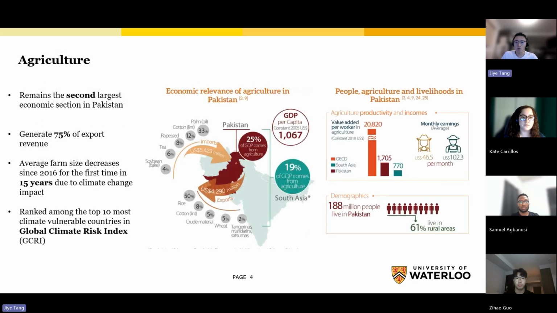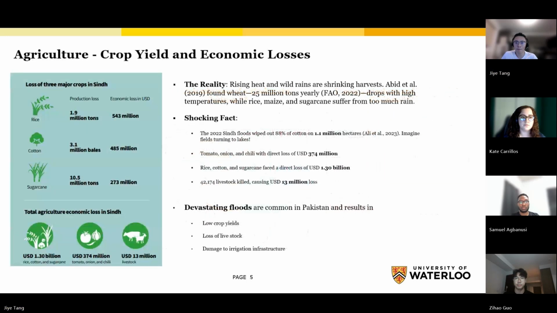Here is a quick overview of agriculture's crucial role in Pakistan's economy and livelihoods, which highlights its status as the second largest sector, absorbing a significant portion of the labor force, generating substantial export revenue, and facing challenges like decreasing farm size due to climate change impacts for the first time in recent decades.